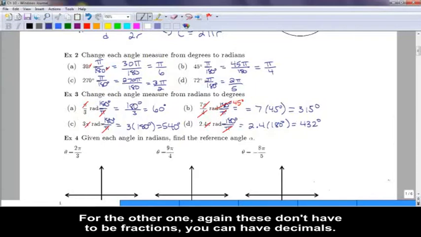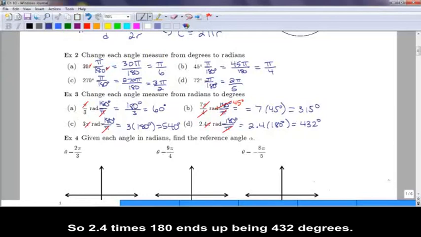For the other one, again, these don't have to be fractions. You can have decimals, so 2.4 times 180 ends up being 432 degrees.